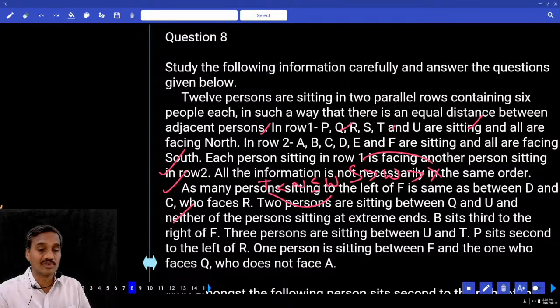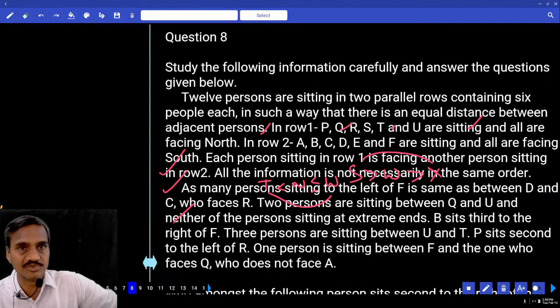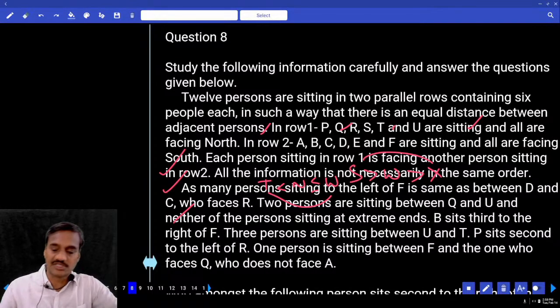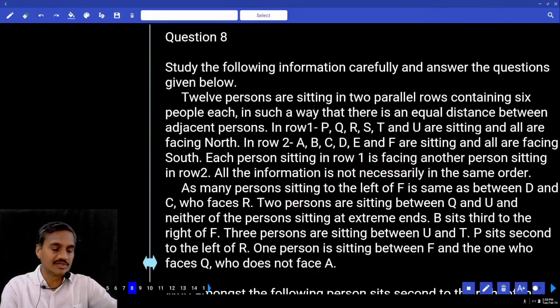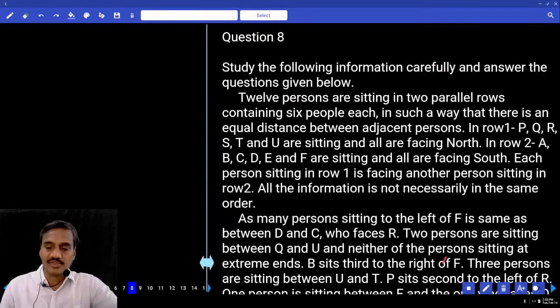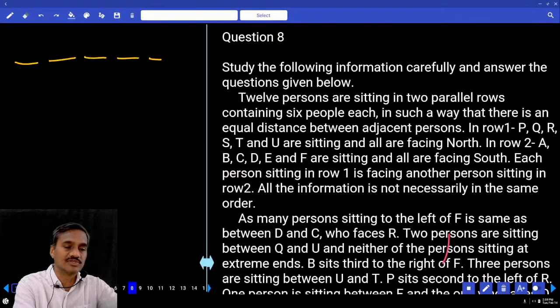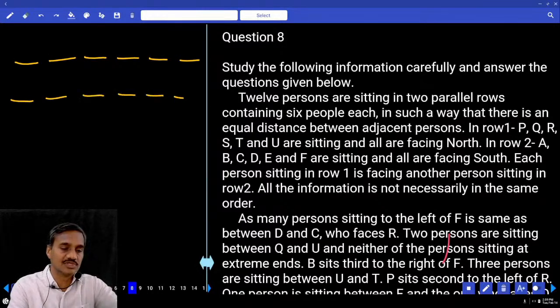Now there are some 12 people seated in 2 parallel rows containing 6 people in each, in such a way that 6 people in one row and 6 people in the other row. Now tell me, is this first priority or second priority? Definitely under the first priority. Okay. Then now tell me who are the persons in row 1, 1, 2, 3, 4, 5, 6, and another 6 persons were like this, 1, 2, 3, 4, 5, 6.